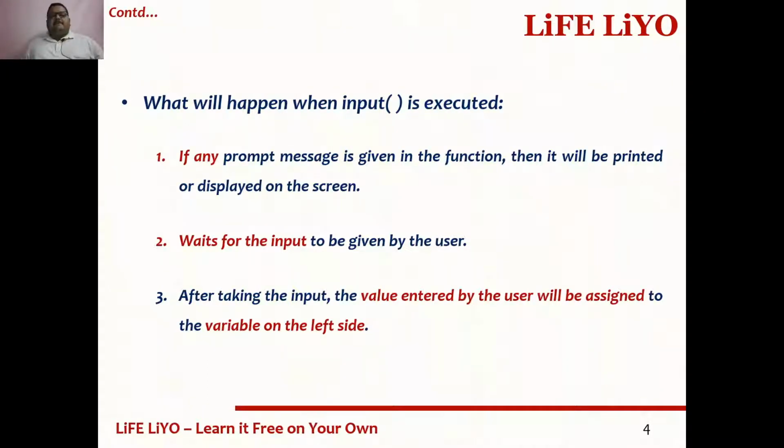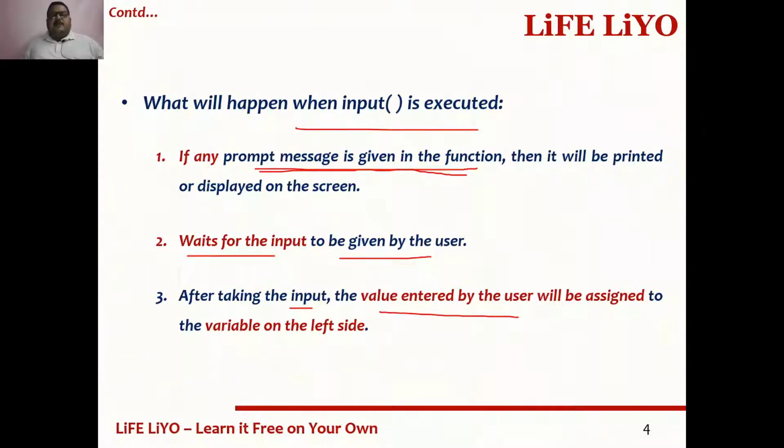What will happen when the input function is executed? Just now we have seen that whenever the input function is executed, first it verifies whether any prompt message is given in the input function. If a prompt message is given, then that is going to be printed on the screen. If there is no prompt message, then it is going to wait for the input from the user. After taking the input, the value will be assigned to the respective variable on the left side and then the function exits.